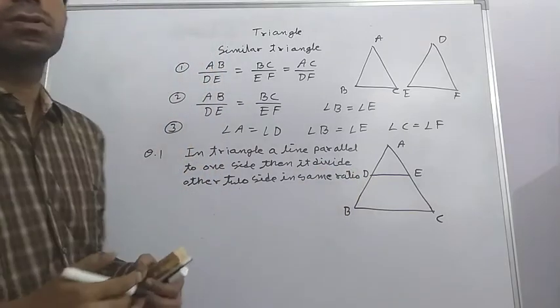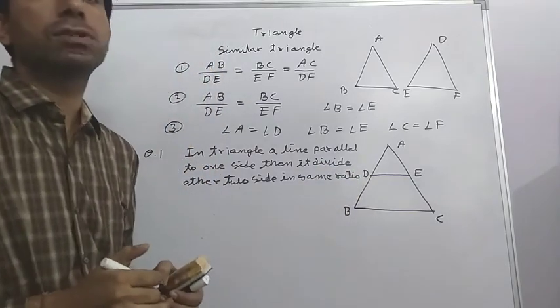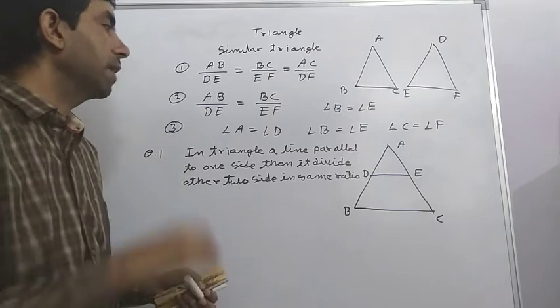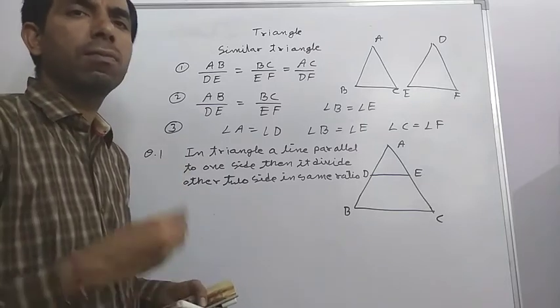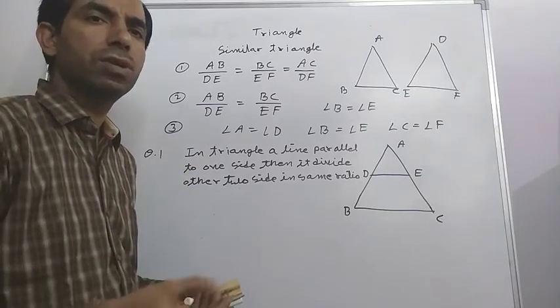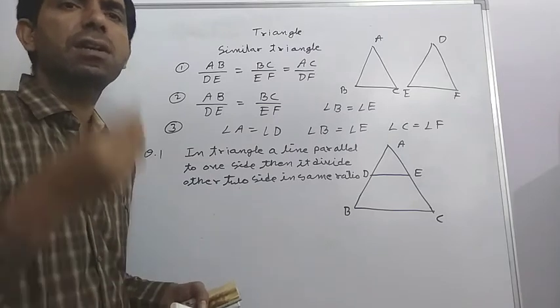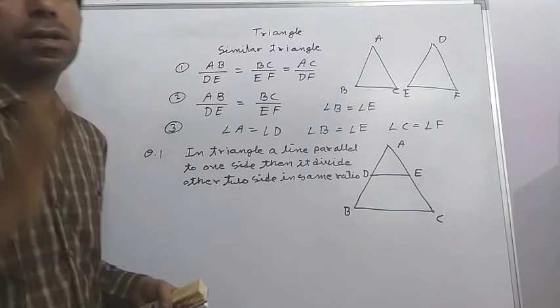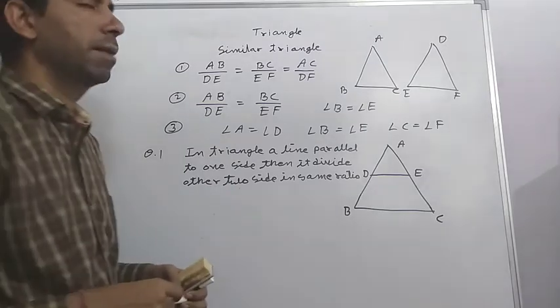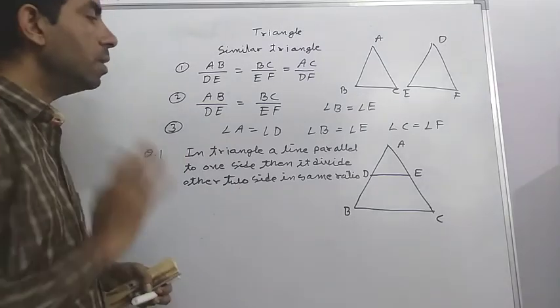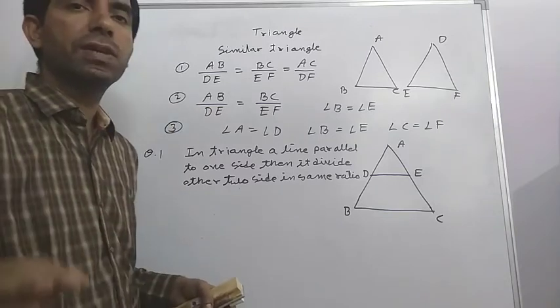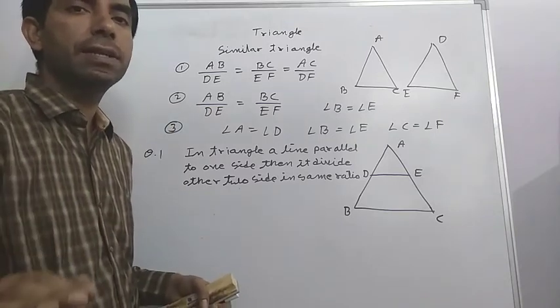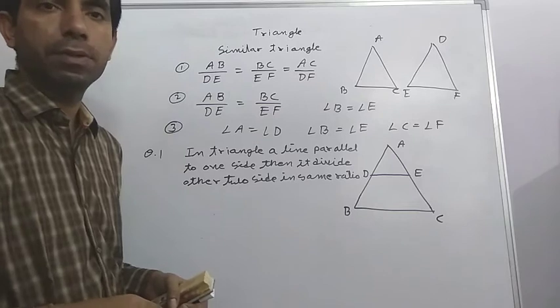It is a language question in examination for similar triangles. A lot of times this question is repeated in the 10th board examination, in junior examination, in half yearly examination, and a lot of other examinations, because it is an important question in the similar triangle part. In a triangle, a line parallel to one side divides the other two sides in the same ratio.